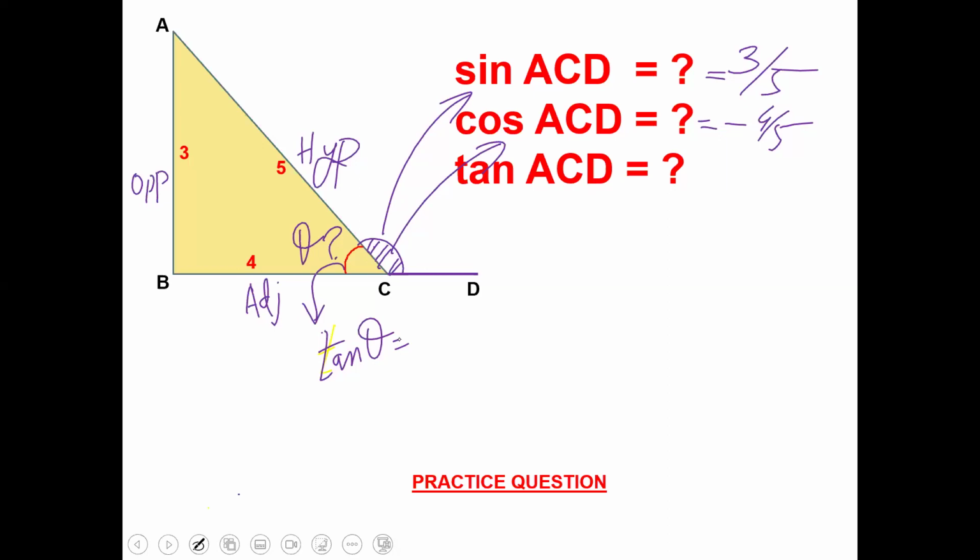What would be the tan theta? Opposite upon adjacent. Oh, 4/3. Oh, sorry, 3/4. Now come here, the outside angle. It will be minus 3 upon 4, same value but negative. So now can you understand: for sine, the value is the same. For cos, the value is the same, but it is negative. For tan, the value is the same, but it is negative.